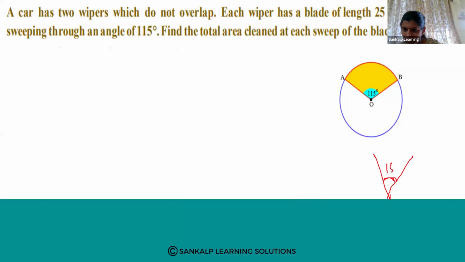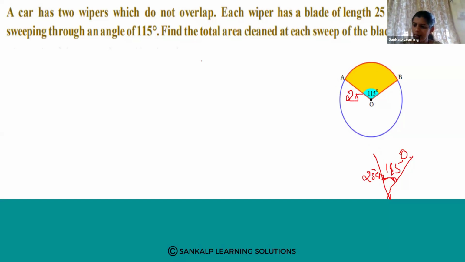The angle between them is 115 degree, and the wiper has a blade of length 25 centimeters. So 25 centimeter means it is the radius only. So this length is 25 centimeter and this is also 25 centimeter. That 25 centimeter length is itself a radius, right? So find the total area cleaned at each sweep of the blade.